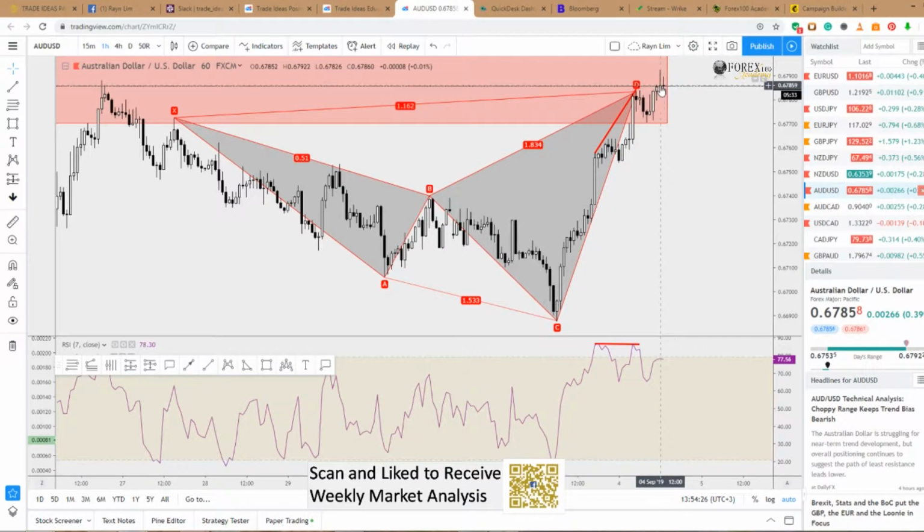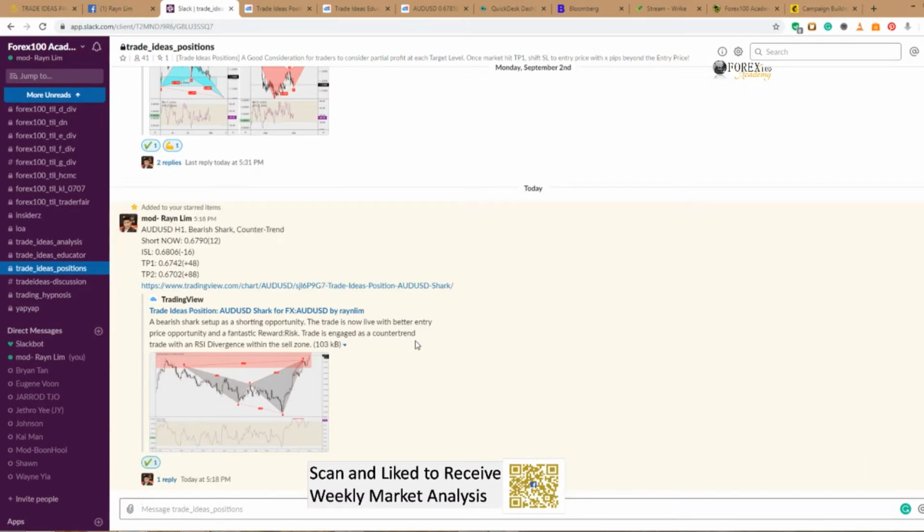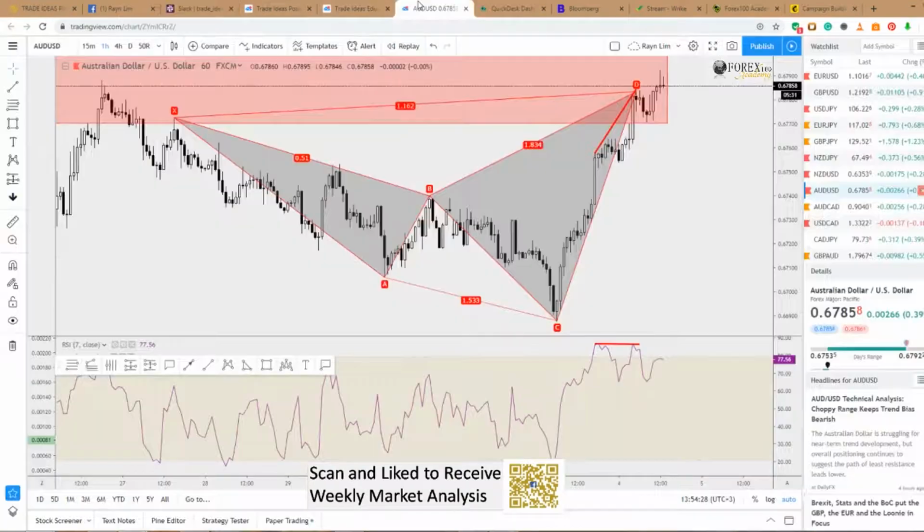So just having this initial candle is not enough. I will need something more firm. You can see the initial risk is 16 pips, target 1 is 48, target 2 is 88 pips. Fantastic reward to risk if you ask me. So I already engaged the trade, waiting for it to move. That's all I'm waiting for. RSI divergence. Okay, well done. There's a running trade, so I'll just put something like this.